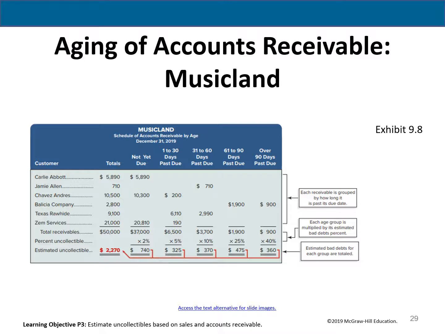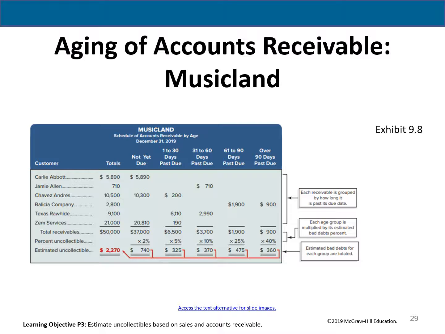So what we do is we determine what's the total amount of each of these age groups. Well, of the $50,000 that is owed to Musicland, $37,000 isn't even due yet. $6,500 of it is 1 to 30 days past due. $3,700 is 31 to 60 days past due, and you could see the two remaining columns. What we do is we look at the first age group and we go, what percentage of that won't we collect? And this is based on past experience. So the company determines this, you would be given this. In our example, the company determined 2% of that $37,000 won't be collected, or $740.